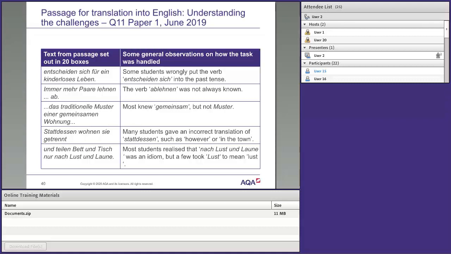Some students wrongly put the verb entscheiden sich into the past tense, so again, that's the knowledge of their strong and irregular verbs, those verb tables. Ablehnen, a basic vocabulary thing students didn't always know, similarly with Muster, and also with stattdessen, sometimes getting muddled up with in the town. Most students realised that nach Lust und Laune was an idiom, but a few people took Lust to mean lust.